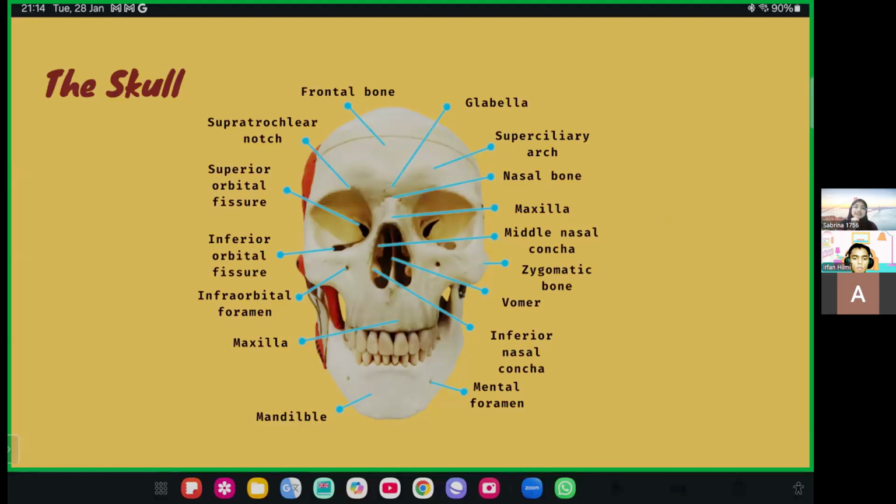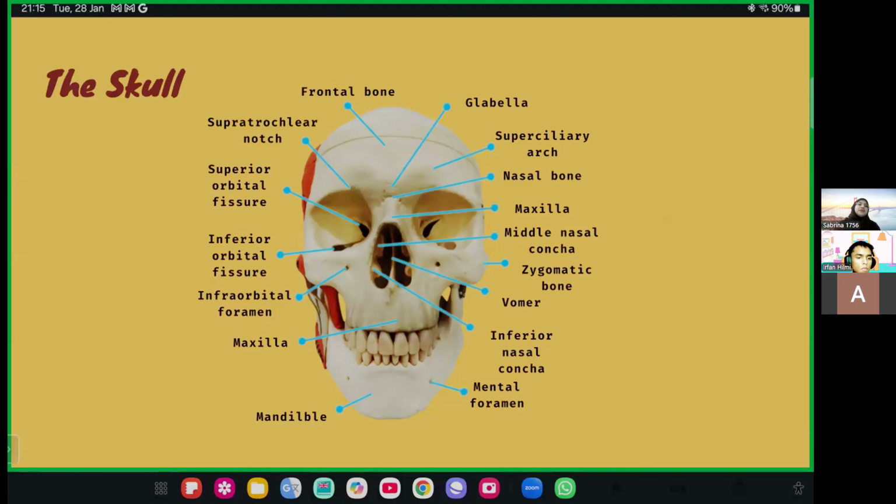Below we have the maxilla, which is the upper jaw bone, which houses the upper teeth, and the mandible is the lower jaw bone, which holds the lower teeth and features the mental foramen, and the temporomandibular joint, which is one of the most movable joints in the face, in the skull. So together, these bones create the foundation for critical functions like breathing, chewing, and facial expressions.